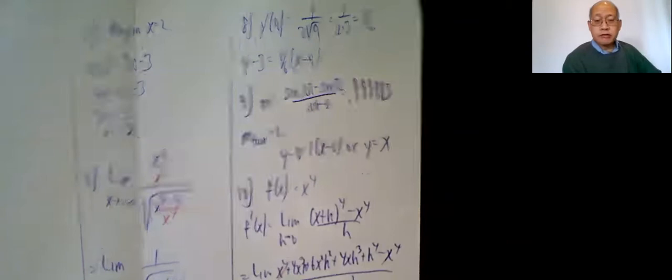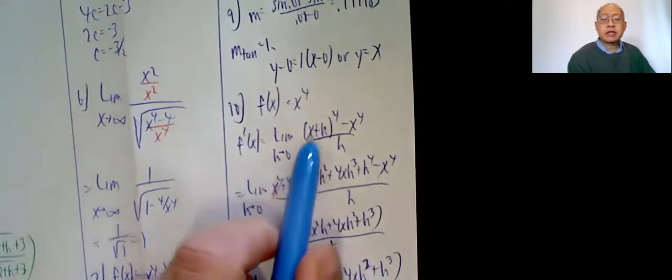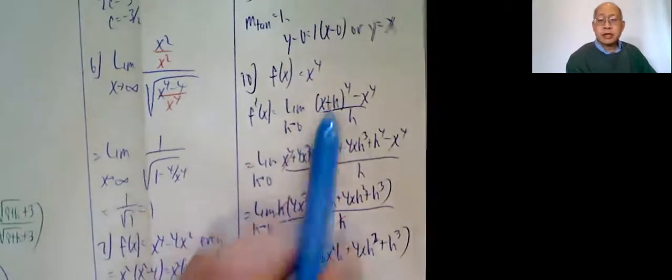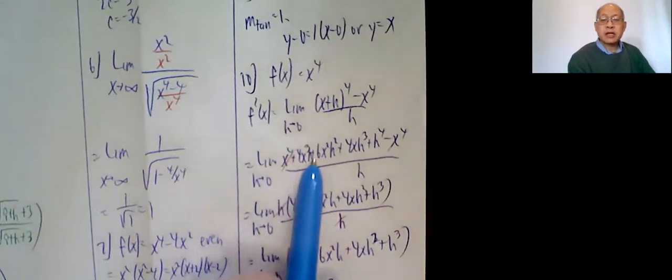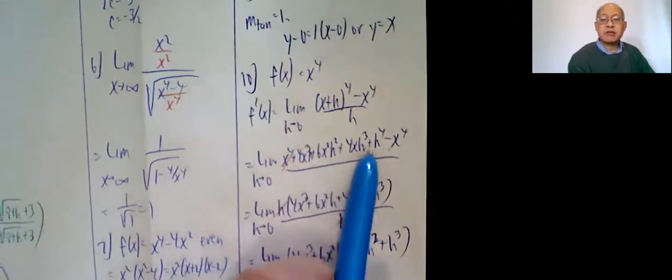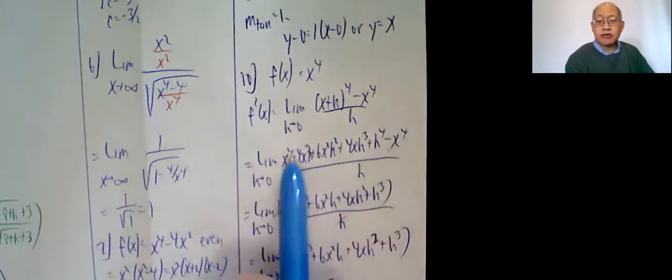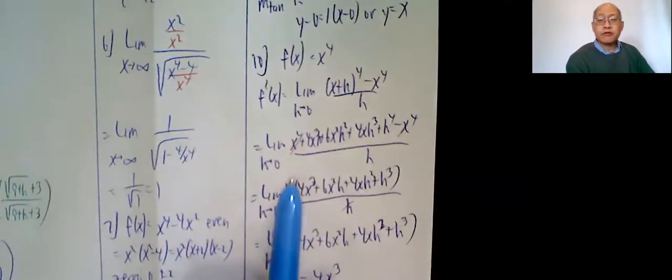Okay, number 10, find the derivative of x to the fourth. f prime of x is the limit as h approaches 0 of x plus h to the fourth minus x to the fourth, over h. This thing is x to the fourth plus 4x cubed h plus 6x squared h squared plus 4x h cubed plus h to the fourth, minus x to the fourth, all over h. x to the fourth cancels out. That one, that one, that one, and that one all have an h. So factor out the h.